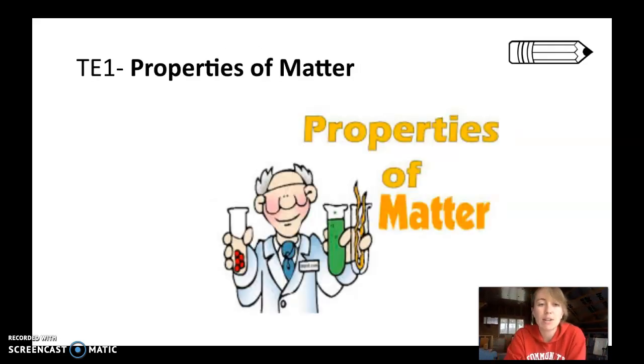All right, go ahead and write this down. TE1, properties of matter. So this is a new unit. We're starting technology and engineering. And we're just starting off by talking about properties of matter and materials that you might work with in engineering.